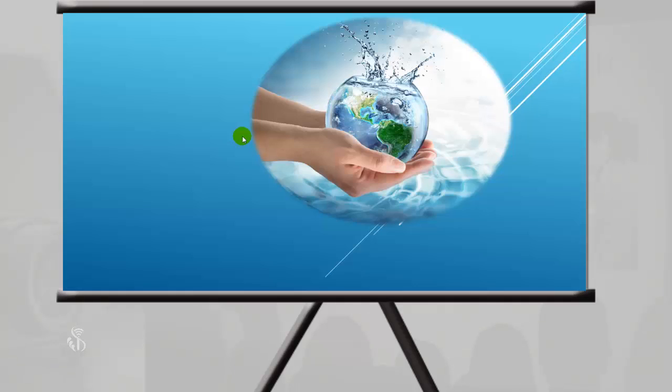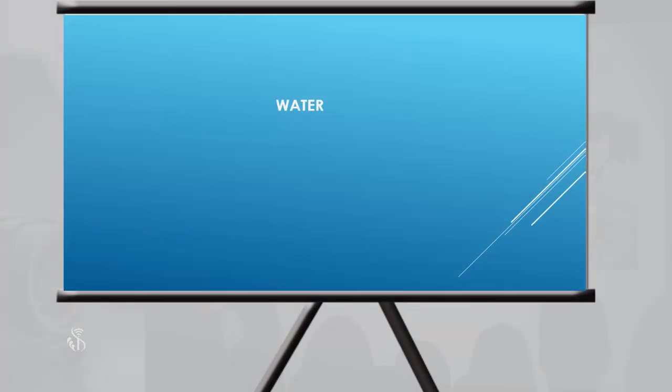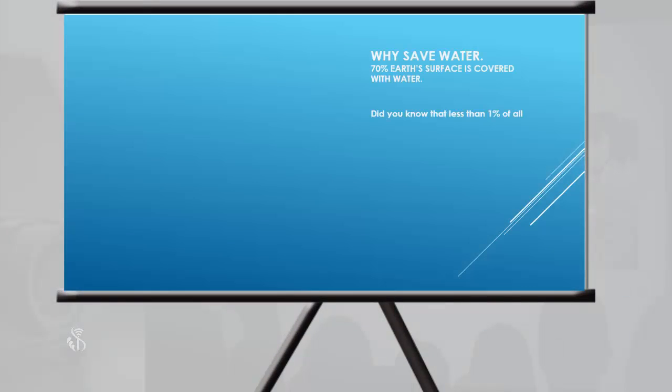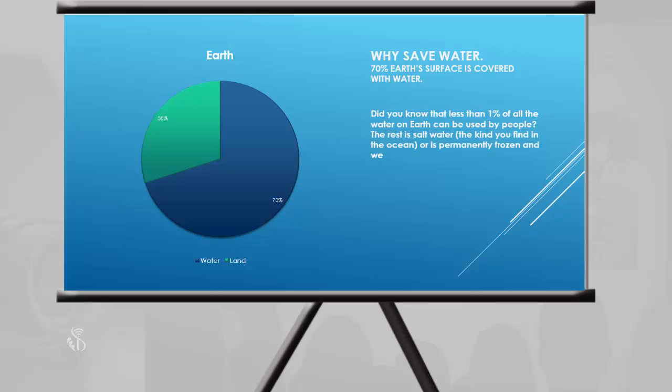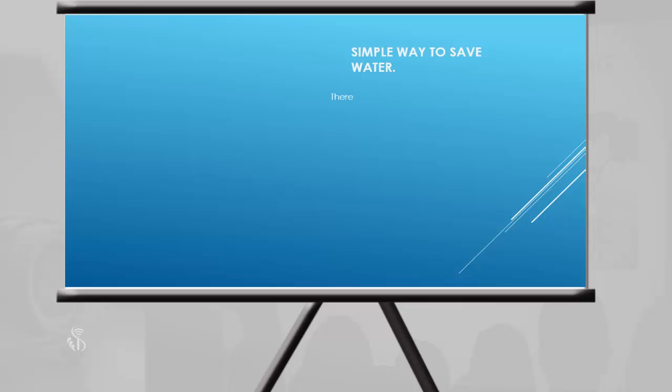Suppose you want to give out the message, use water wisely. Then which are the points that you should put forth in your presentation? Importance of water for living things. What is the portion of water on earth? How the salty water is of no use to us. For what and how is water mainly used in daily life? How can we save water? Out of these, which is the most important point? How can we save water?